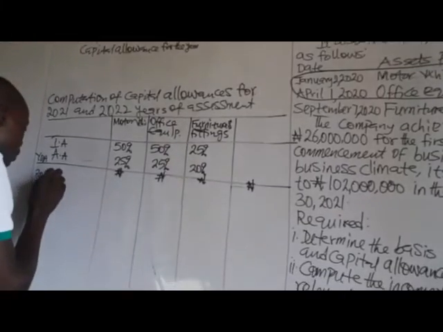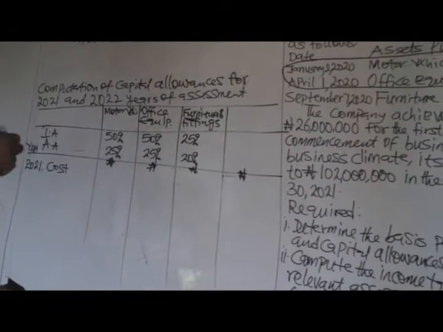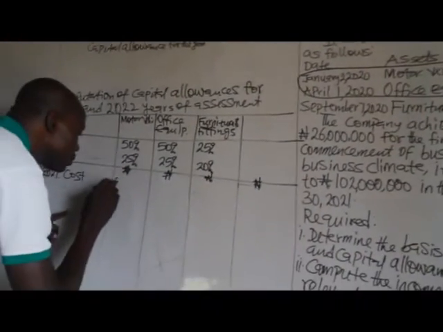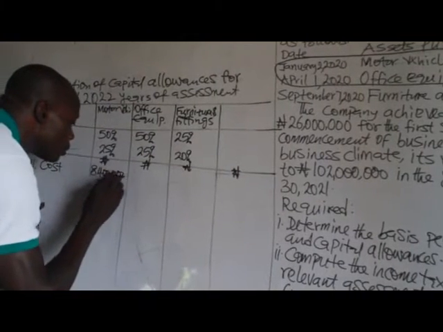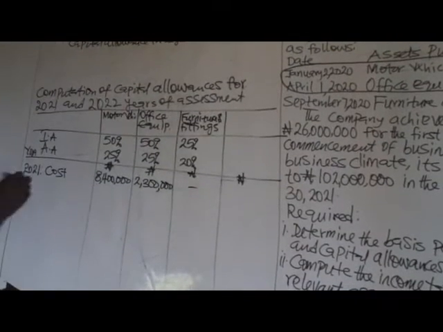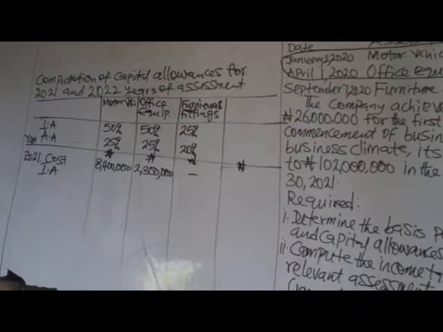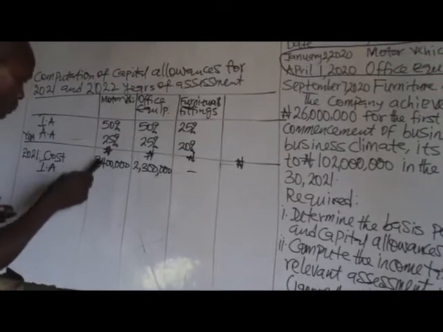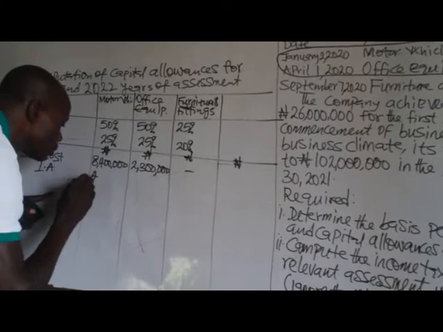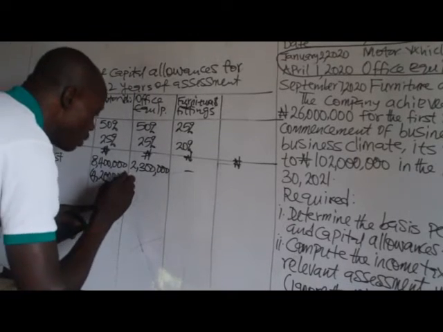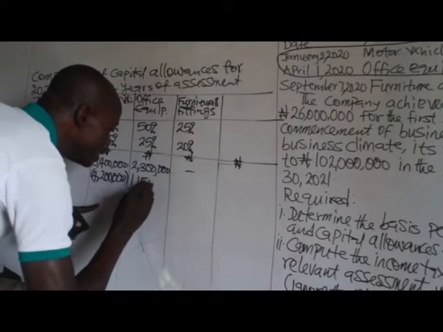So we have cost. The cost of motor vehicle that was acquired is 8.4 million, while that of office equipment is 2.3 million. Then we have initial allowance. I told you that to compute the initial allowance, you apply the initial allowance rate on the cost of the asset. 50% of 8.4 million will be 4.2 million. 50% of 2.3 million will be 1,150,000.